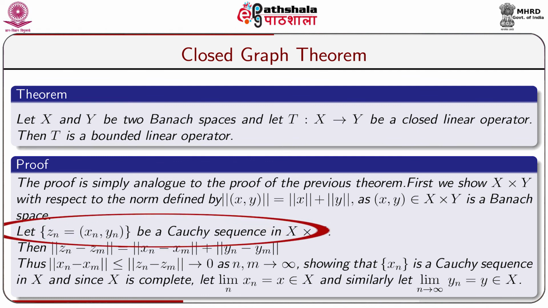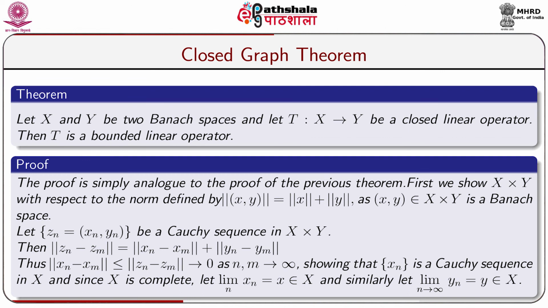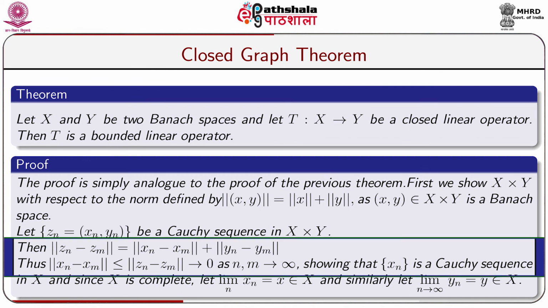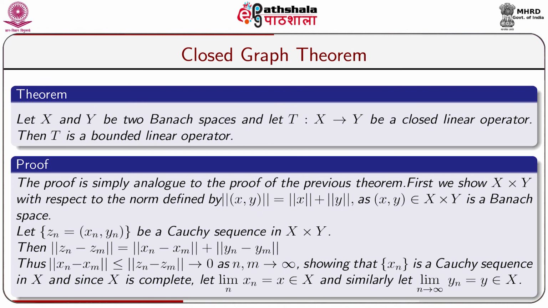Let the sequence Zn, where Zn is equal to the pair (xn, yn), be a Cauchy sequence in X cross Y. Then norm of Zn minus Zm is less or equal to norm of xn minus xm plus norm of yn minus ym, which follows by the triangle inequality and is given by norm axiom 3. Thus, norm of xn minus xm is less or equal to norm of Zn minus Zm, and we have assumed that Zn is a Cauchy sequence in X cross Y. So norm of Zn minus Zm tends to 0 as n, m tend to infinity.